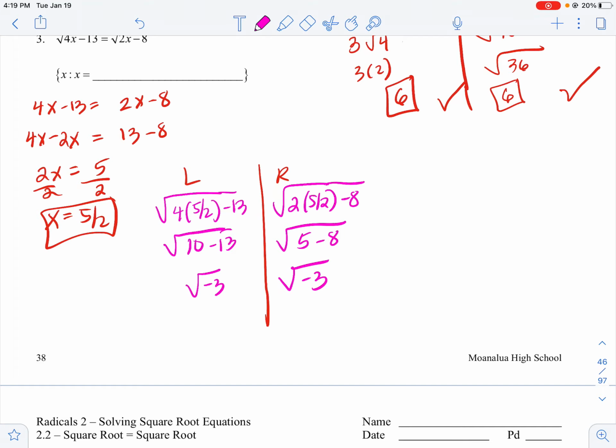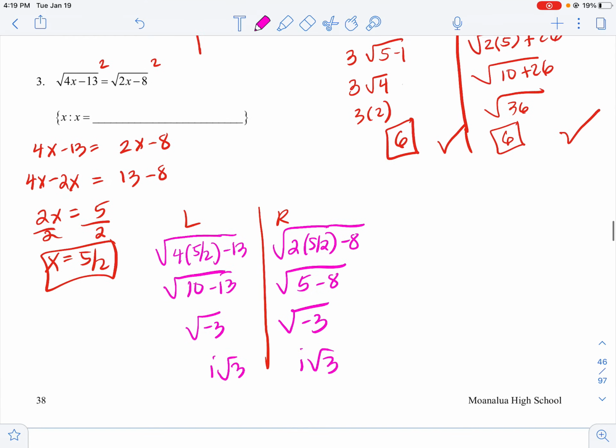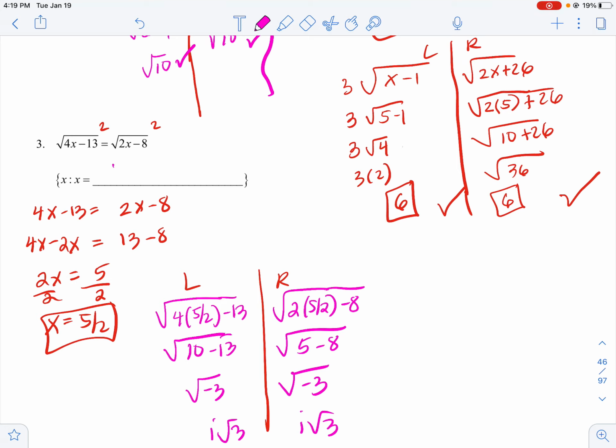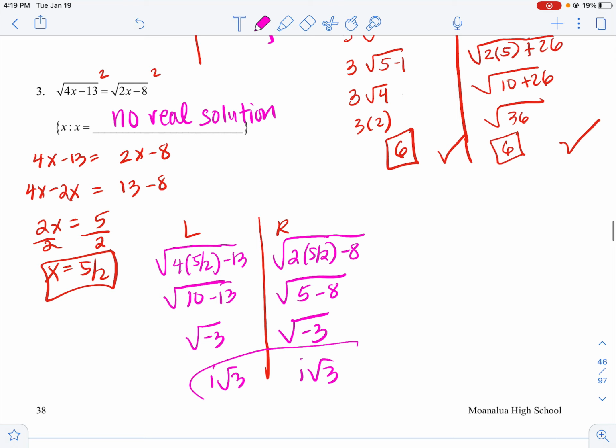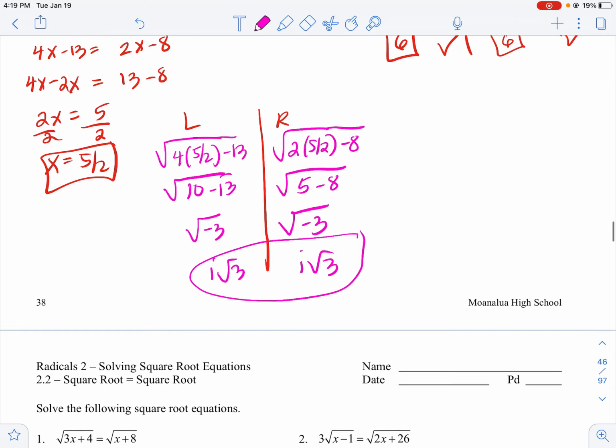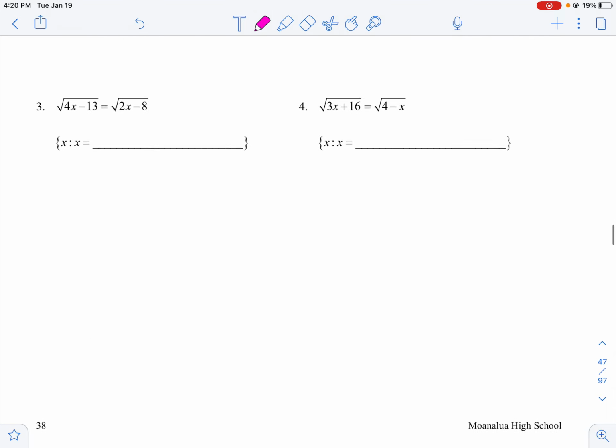But even though they are equal to each other, you need to know that this is not a real solution because this involves an imaginary number. And because I ended up with an imaginary number, I'm going to put no real solution. Alrighty. Okay? Again, they're equal to each other, but they're both imaginary. And that's the reason why we do not have a real solution.